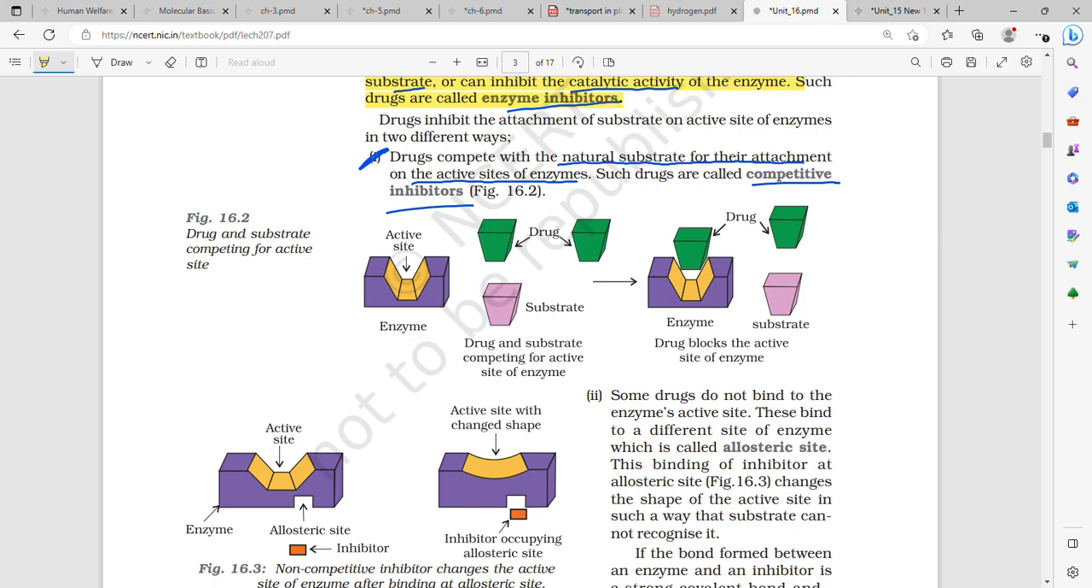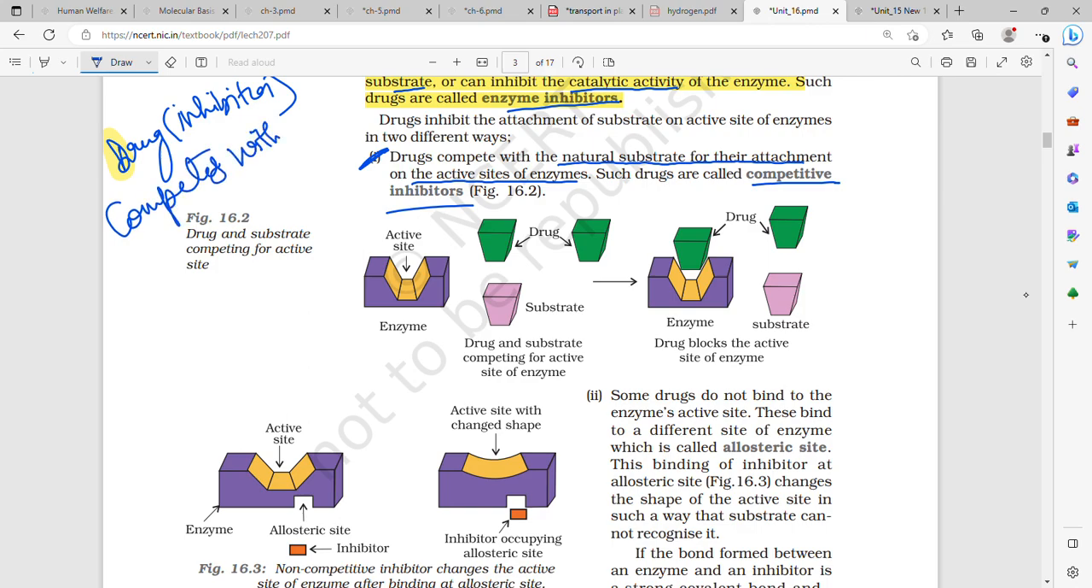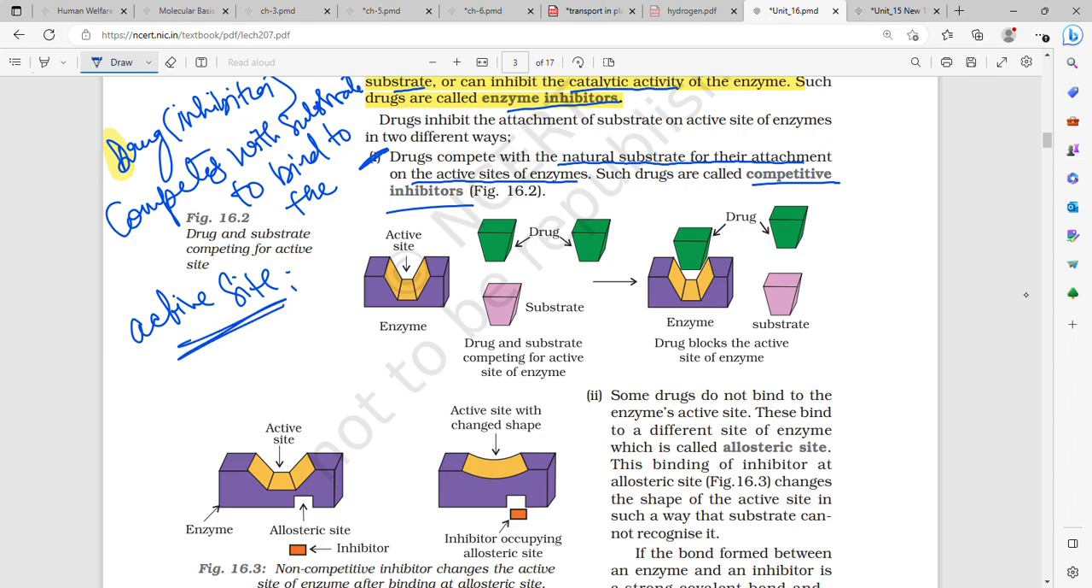So in competitive inhibition, the drug, which is an inhibitor, competes with the substrate to bind to the active site. So here the drug is there, here the substrate is there, and here is the active site of the enzyme, and both compete with each other. So they are actively competing for the active site of the enzyme.